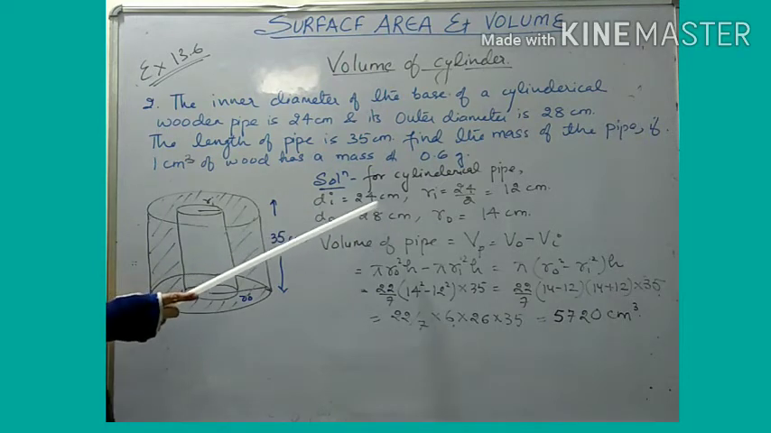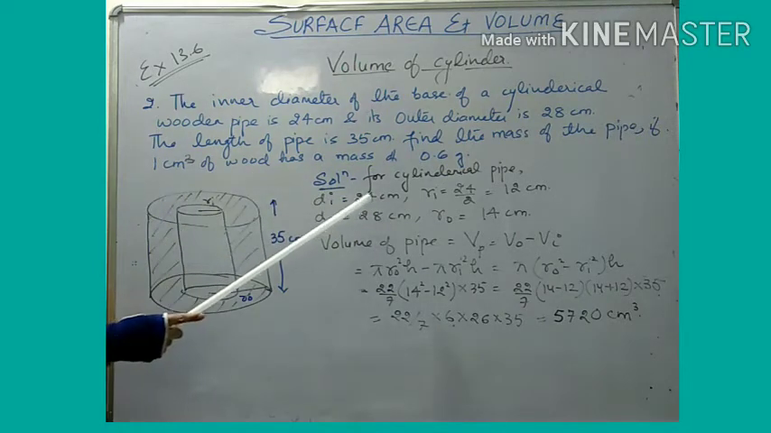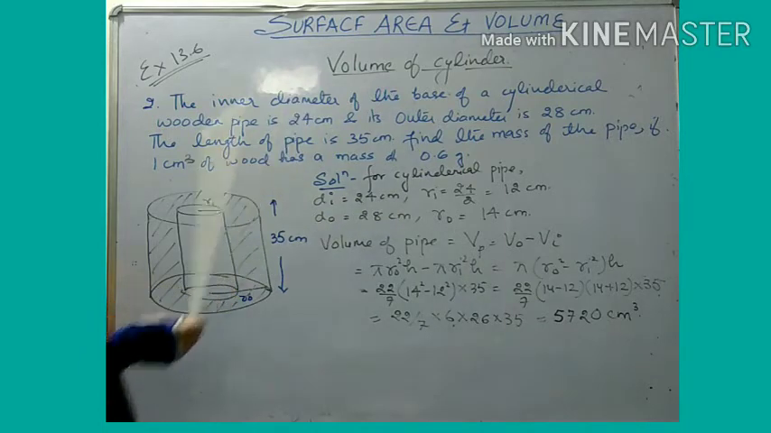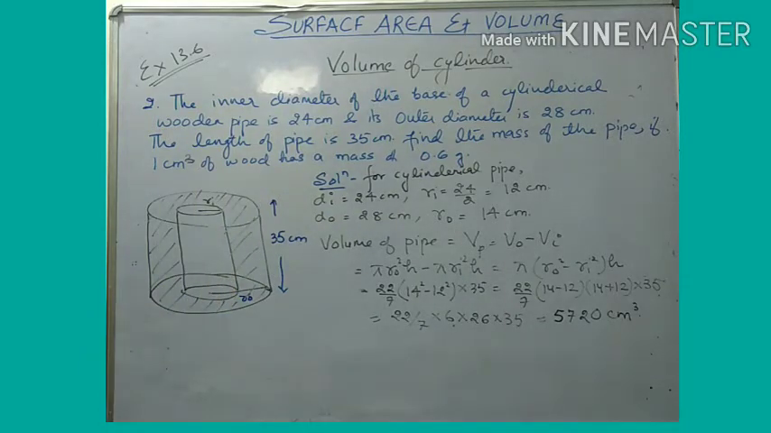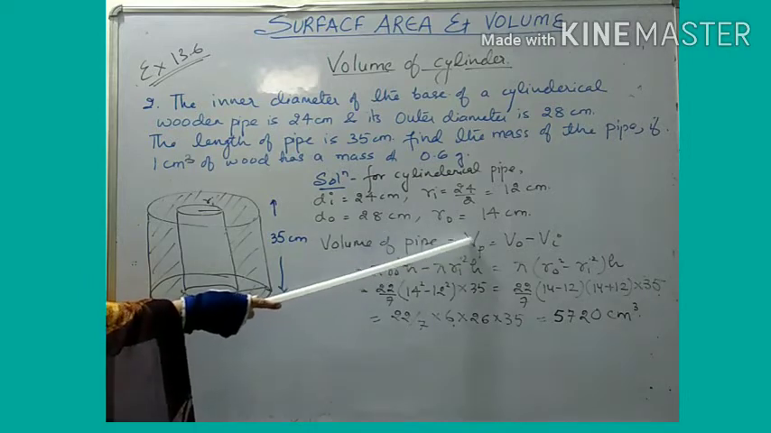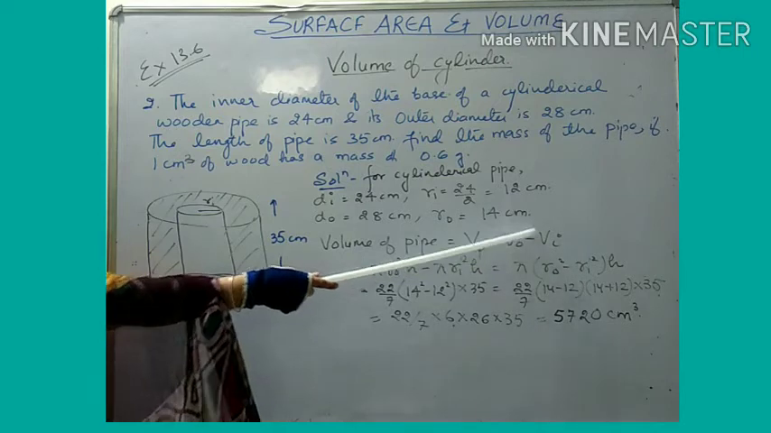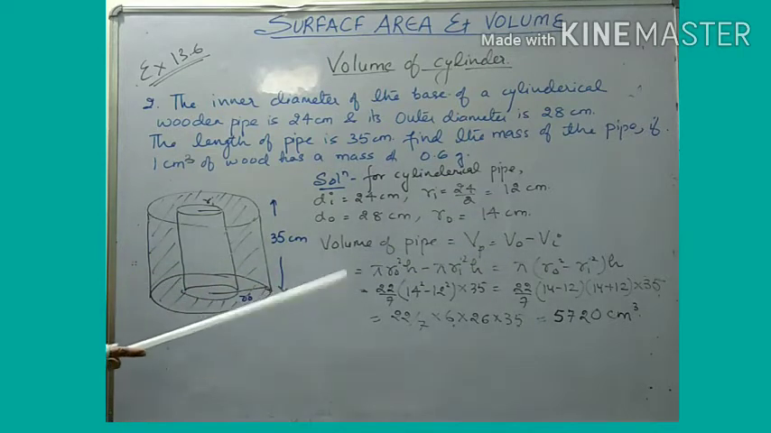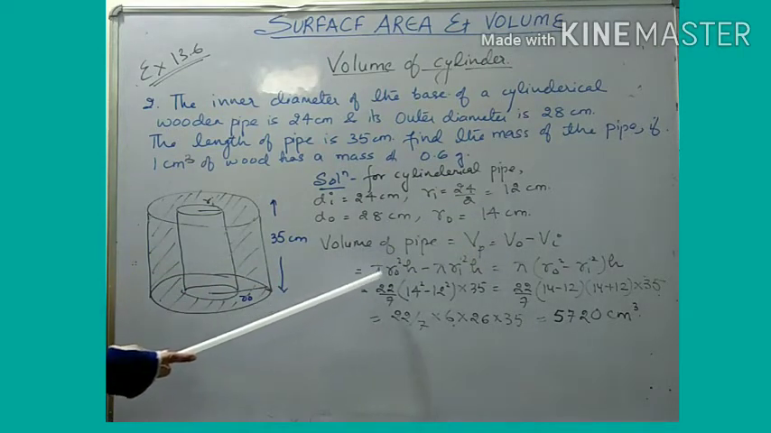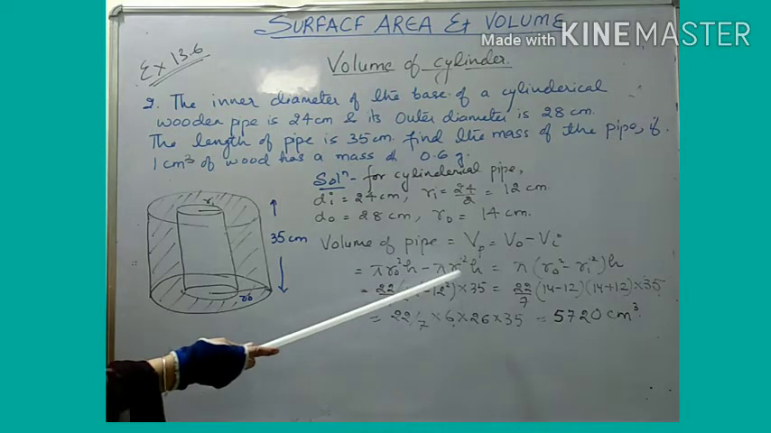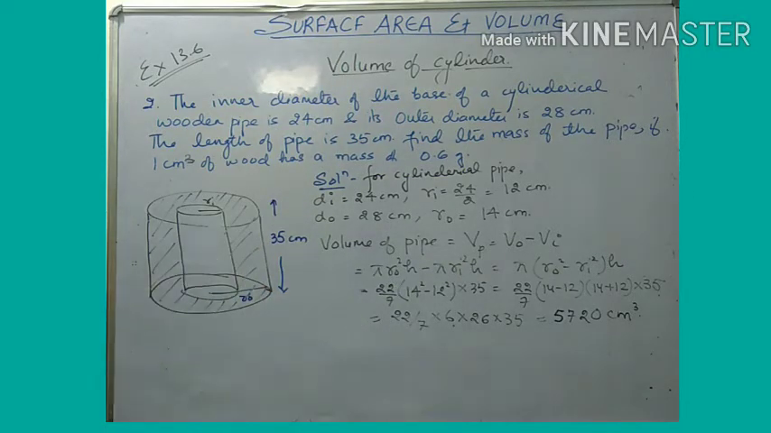Di is equal to 24 centimeter, inner diameter 24 centimeter, so the inner radius will be 12 centimeter. In the same way, outer diameter is 28 centimeter, so the outer radius will be 14 centimeter. As I told you, volume of pipe will be volume of the outer cylinder minus volume of the inner cylinder. So by putting the value pi r(o) square h minus pi r(i) square h, we will use the formula to find the volume of the cylinder.